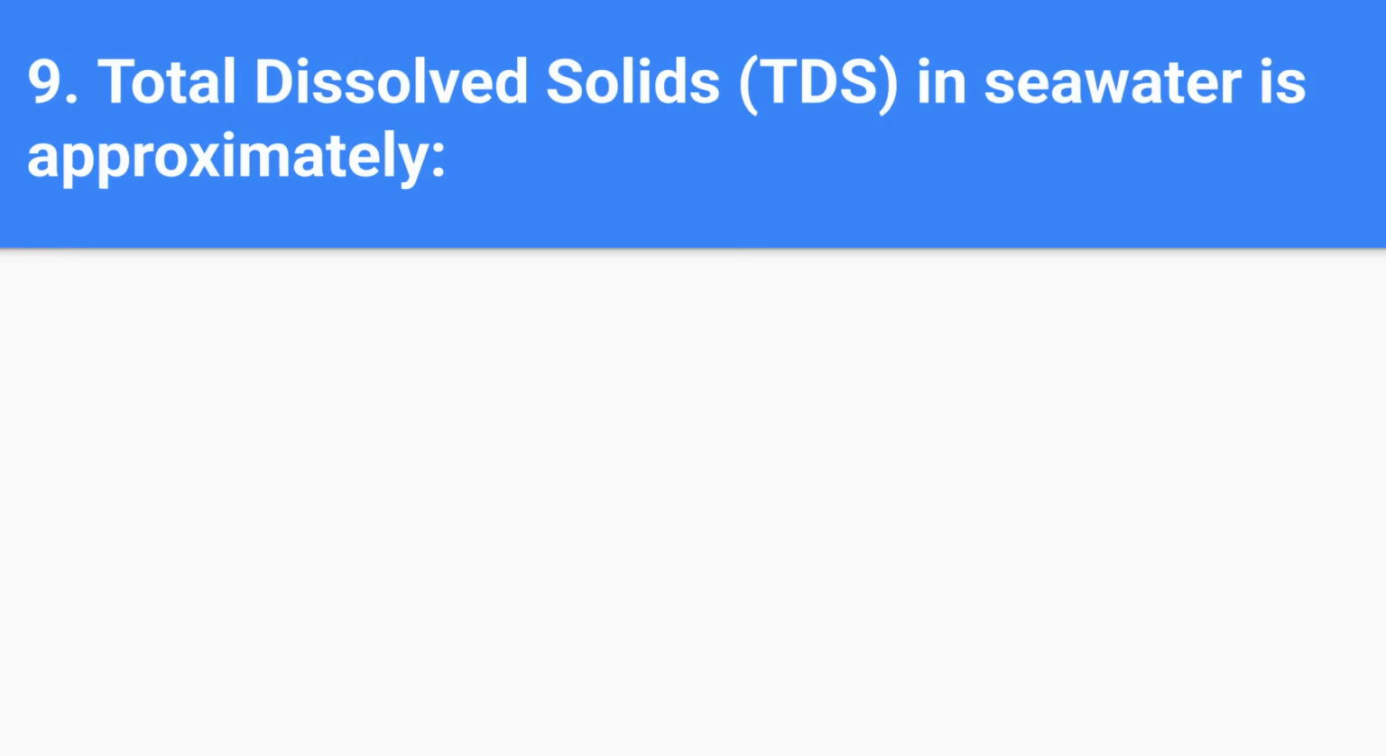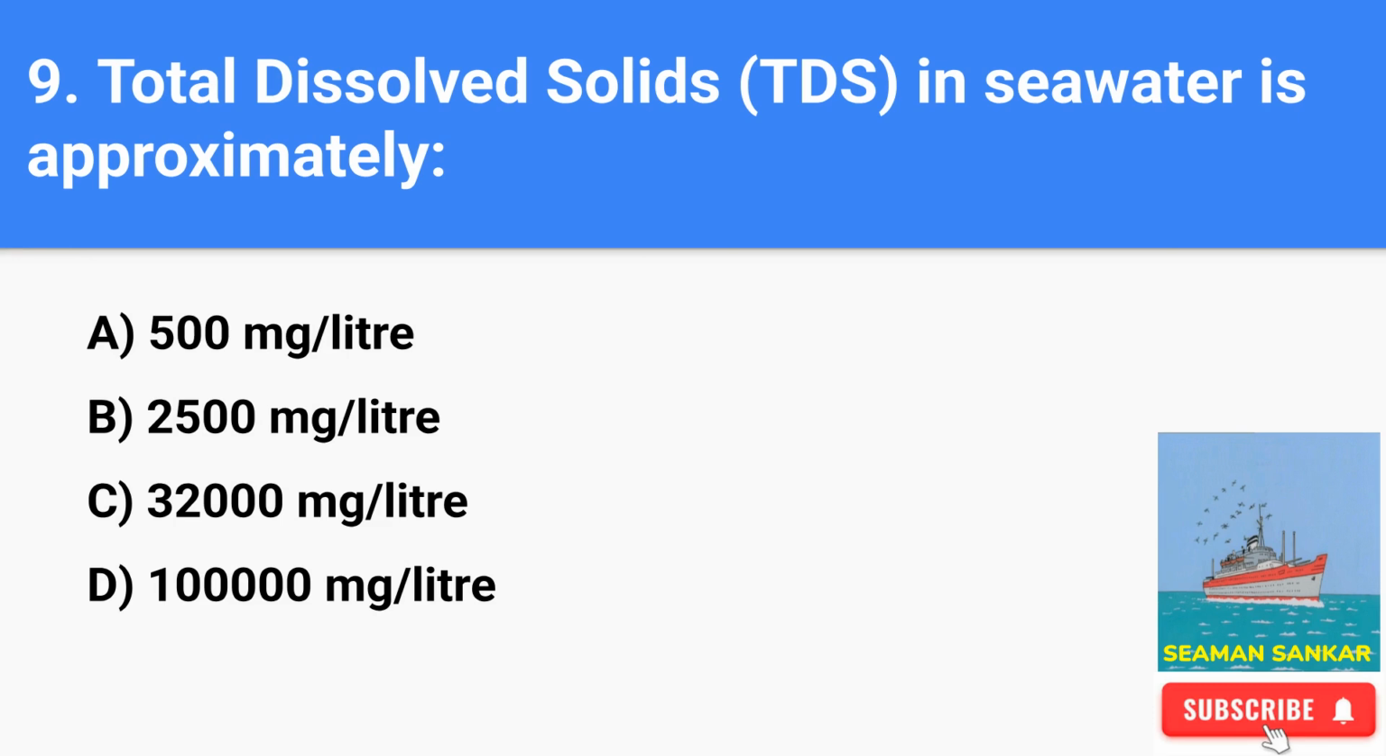Question 9. Total dissolved solids, or TDS, in seawater is approximately A. 500 milligrams per liter, B. 2,500 milligrams per liter, C. 32,000 milligrams per liter, or D. 100,000 milligrams per liter. The answer is C. 32,000 milligrams per liter. This represents the typical salinity level found in ocean seawater.